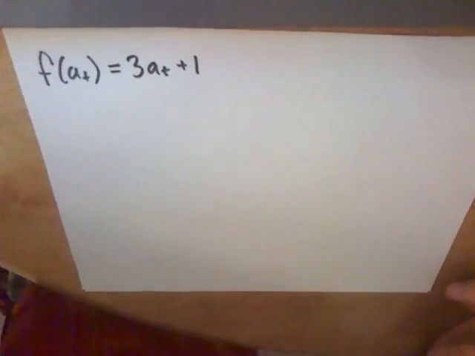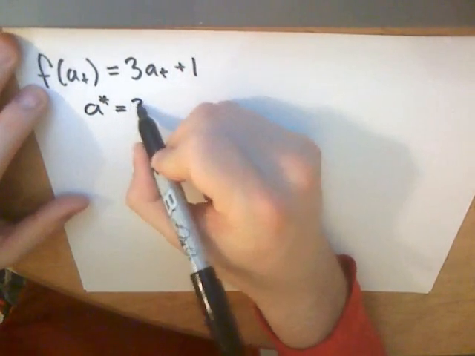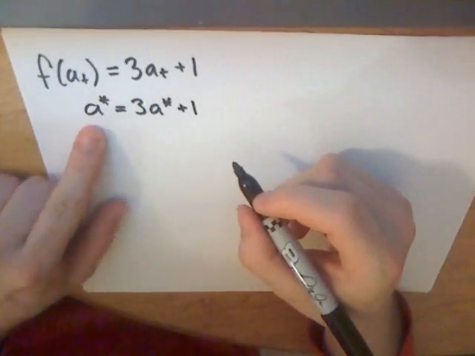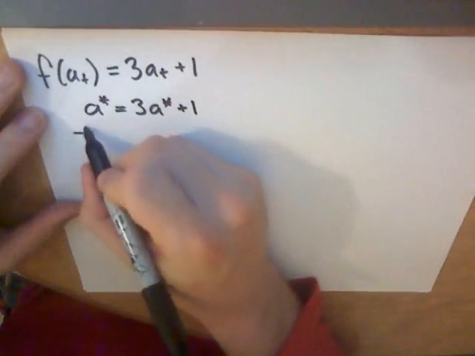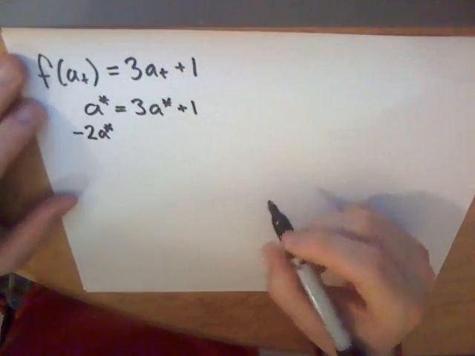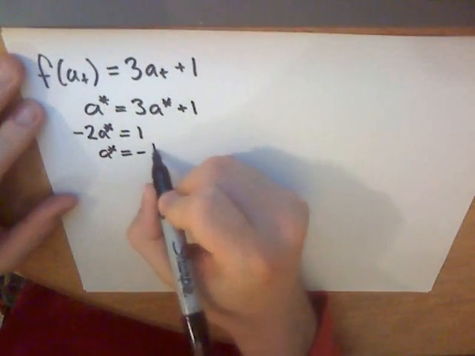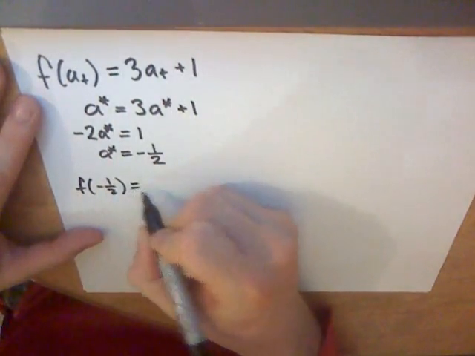Another concept that interests us are equilibrium points. These are points where, when we apply the updating function, the value doesn't change. So we do this by setting the function equal to the input. We want the input to be the output of this function. And then we can solve algebraically. I'm going to subtract 3a star from both sides, and then divide by negative 2. This means that f(a*) = a* = negative 1/2, so f(-1/2) equals -1/2.